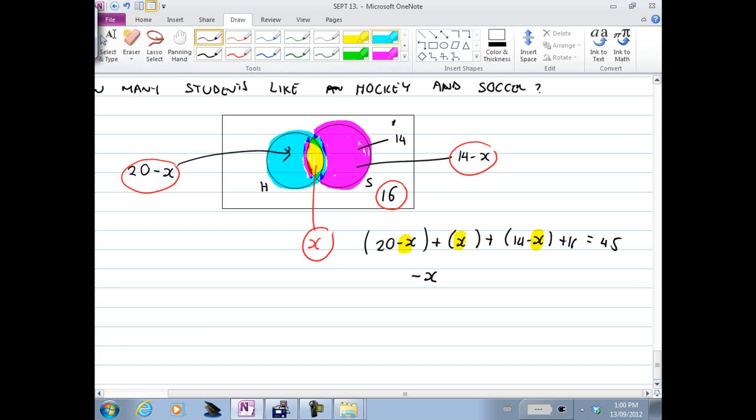Here I have 20 plus 14 plus 16. Punch it in your calculator and you should have 50. So 50 minus x equals 45. Solve it now. x equals 5. So you were right. There were 5 people that played both.